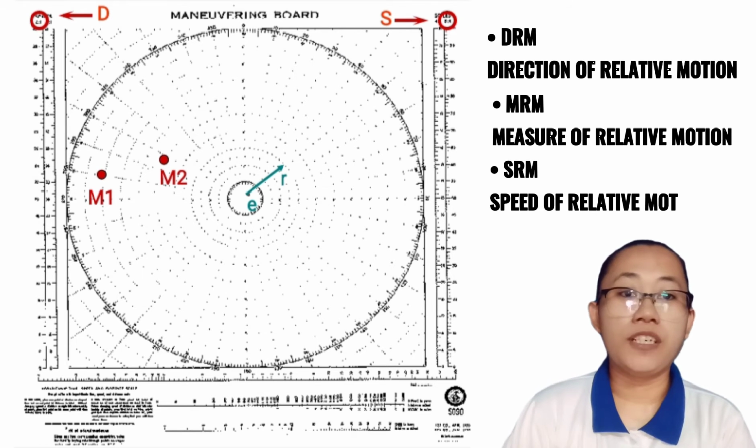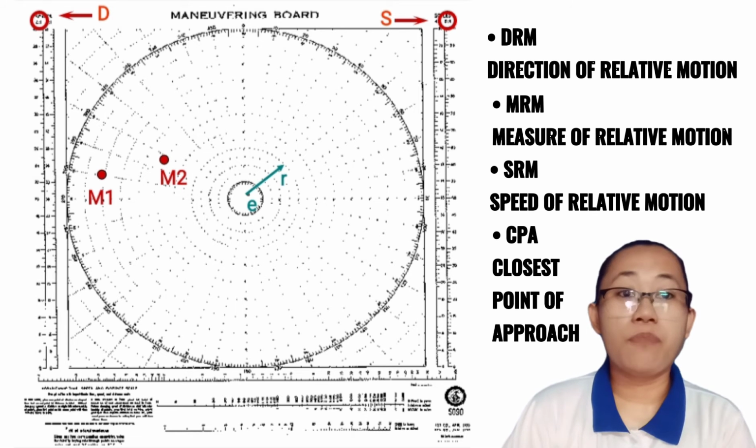SRM stands for the speed of relative motion. CPA, or the closest point of approach, is an estimated point in which the distance between the own ship and another object target will reach the minimum value. CPA is an essential factor of the ship's safety, especially when the ship is avoiding a collision.